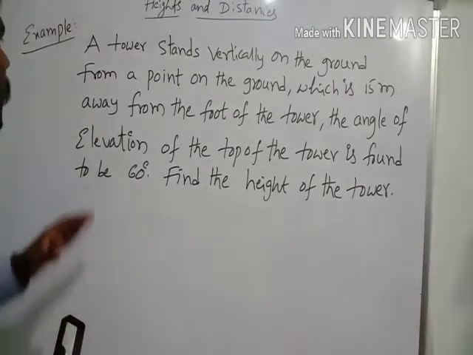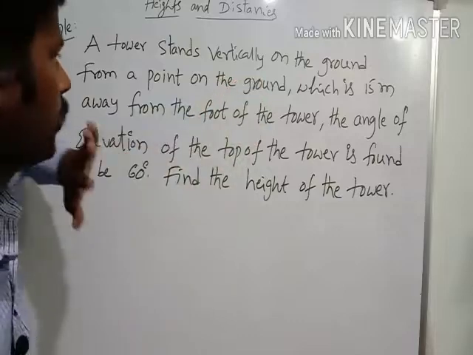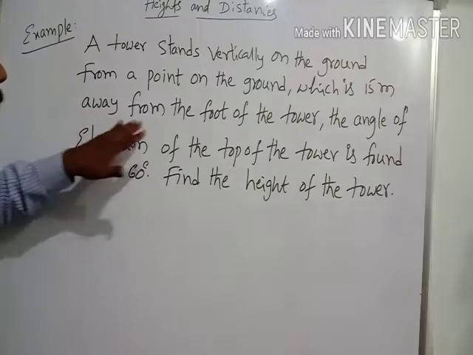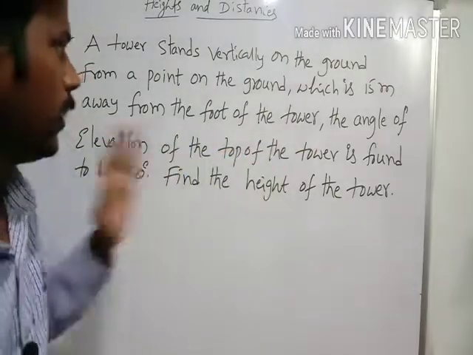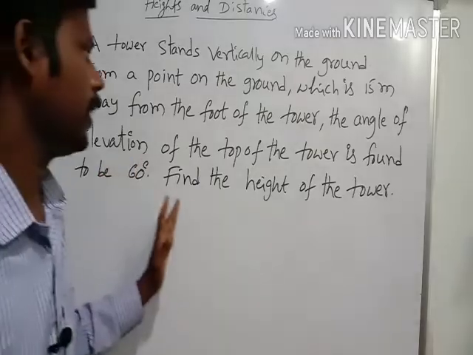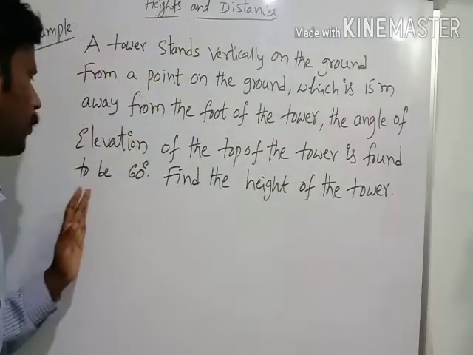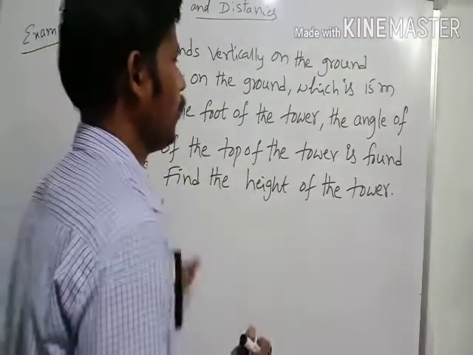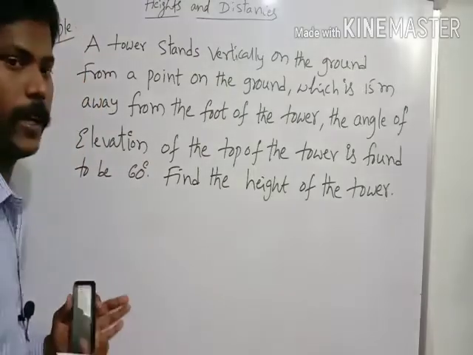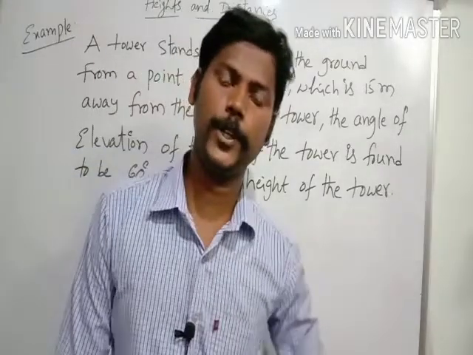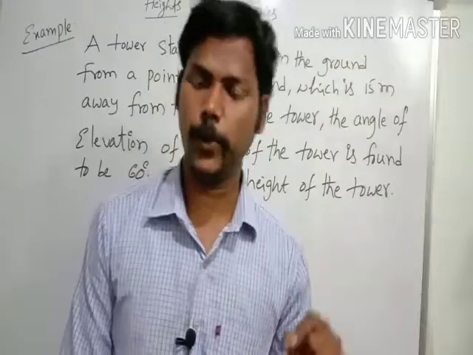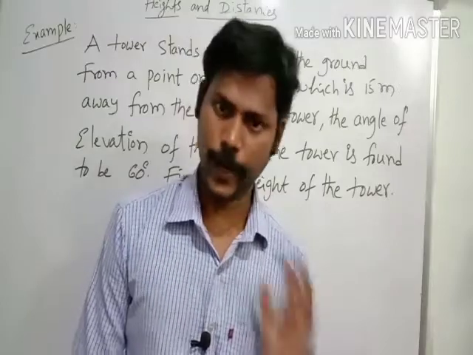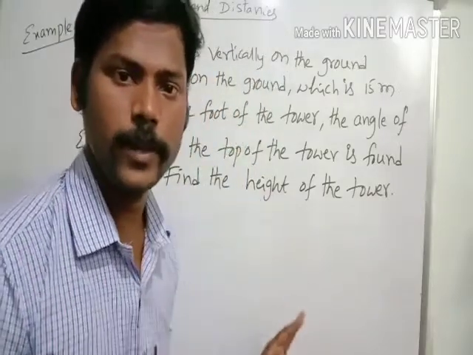What is the example? A tower stands vertically on the ground. From a point on the ground which is 15 meters away from the foot of the tower, the angle of elevation of the top of the tower is found to be 60 degrees. Find the height of the tower. Okay, children? So how to find the height of the tower? If you do any type of problem, first of all read the question one or two times and identify what is given in the question and what we can find. First, what is given, we note it down.